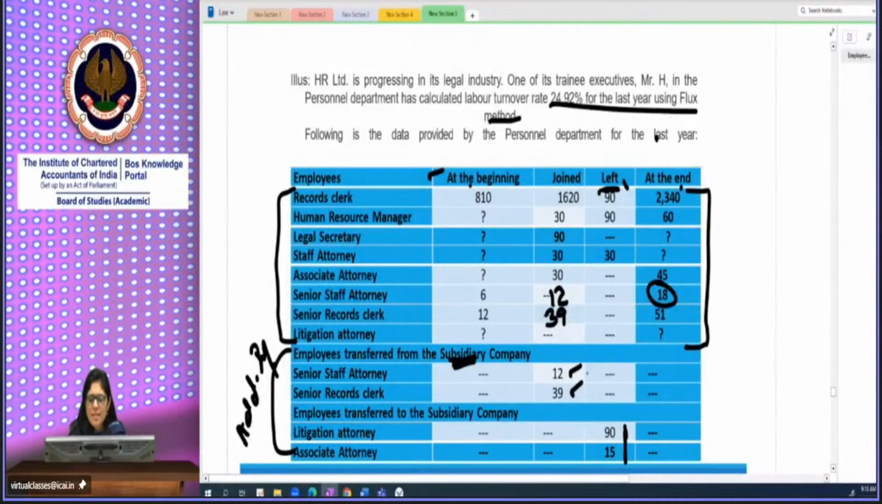Now you can see 12 were opening, 39 have joined from the subsidiary. So the total is 51 now. All right. So we have calculated the total now. So this is done. For senior staff attorney, 12 and 39 have been transferred from subsidiary company. So I've shifted the number to the original format above. Okay. I hope this much you have understood.